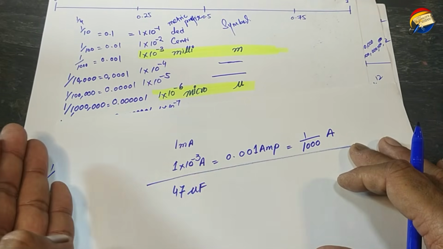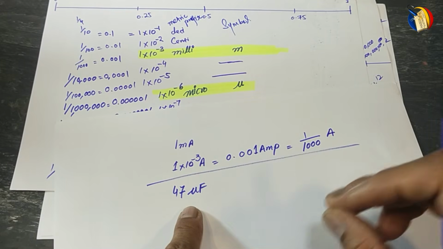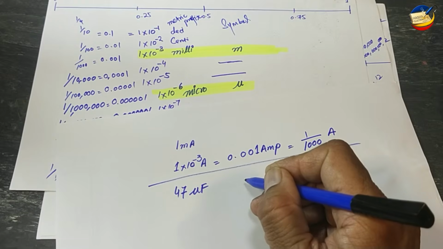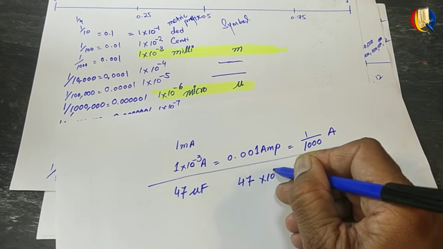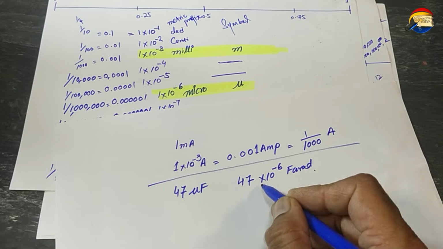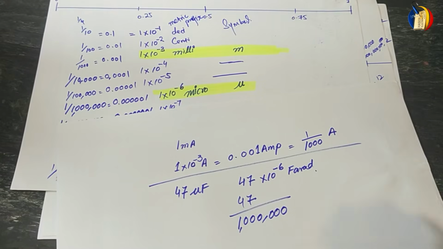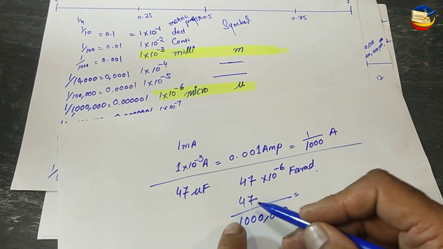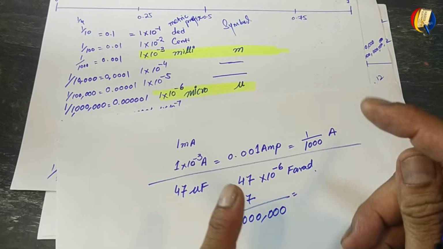Instead of long notations, a simplified system called engineering notation is used to express things. When we say 47 microfarad, it is 47 into 10 raised to the power minus 6 farad. That means 47 over 1 million. This capacitor value is 47 parts from 1 million parts of a farad.